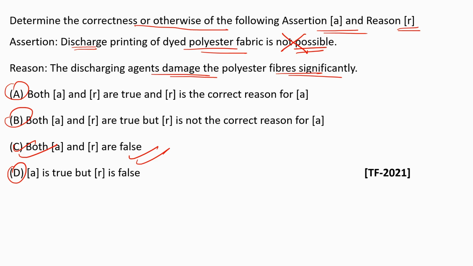So the reason that says the discharging agents damage the polyester fiber significantly is completely wrong. Both the assertion and reason are wrong. So option C is the correct option, and we have answered this question as well. Now coming to another type of questions, that is NAT type, numerical answer type questions. We will see these questions ahead. Now coming on to the next question.